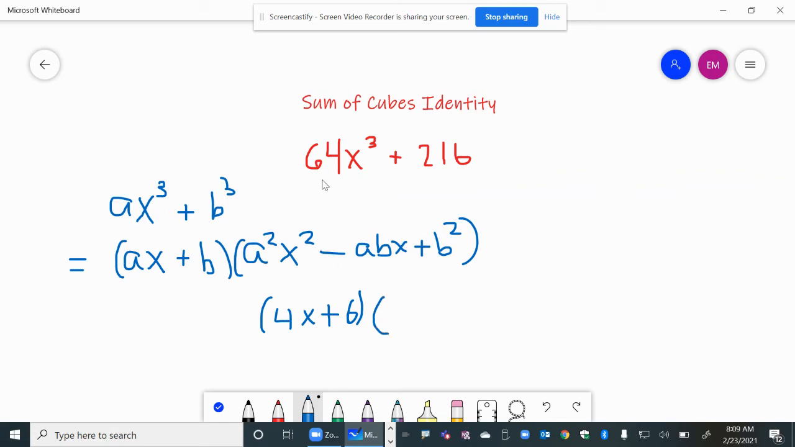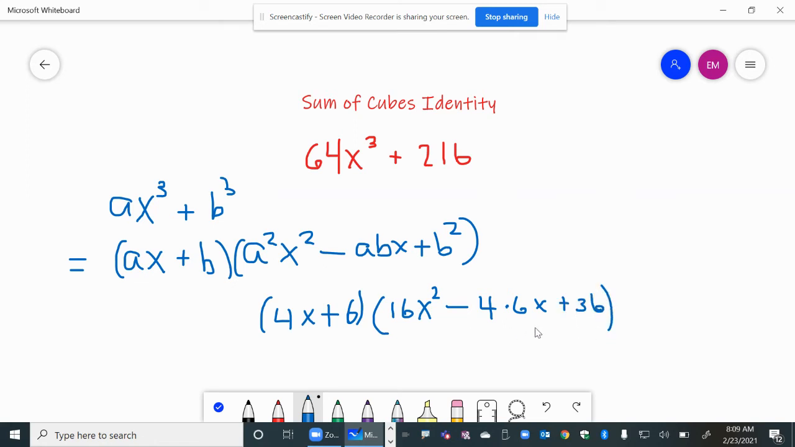Your second factor is going to be a squared. So remember, our a is 4, so 4 squared is 16. Then you want the x squared. And this is key right here. This is subtraction. Notice that when you have the sum of cubes, the binomial has the addition sign. The trinomial is going to have the subtraction sign. And the subtraction sign goes on the middle term. So a is 4. B is 6. So we're going to make that 4 times 6 times x, and then b squared is 36.